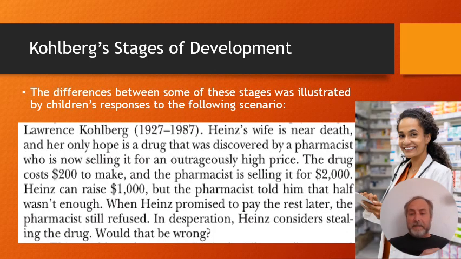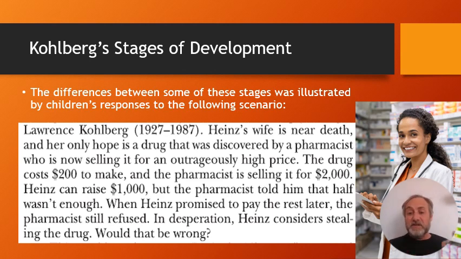So here's one example of one of the scenarios that Kohlberg would give the children. This is about a fellow named Heinz. He says, "Look, there's a guy named Heinz, and he's married, and his wife is almost near death. She's got a terrible disease. Her only hope is a new drug that was discovered by a pharmacist, but the pharmacist is selling it for a very high price. The drug only costs $200 to make, but the pharmacist is selling it for $2,000."